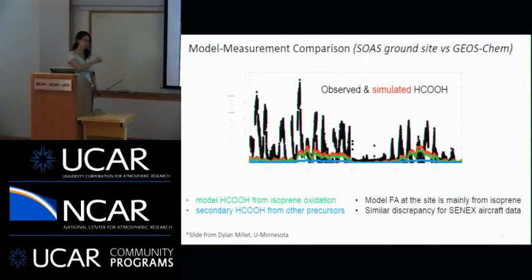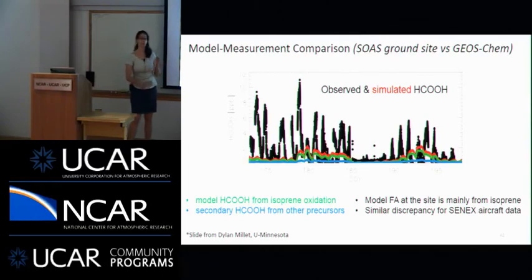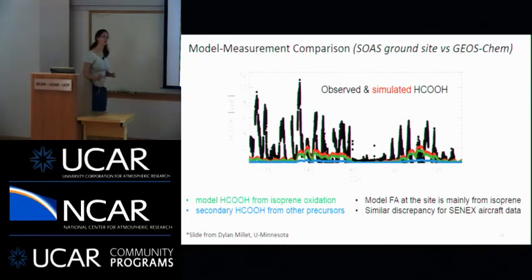But before I do that, I mentioned there was a model measurement discrepancy. It's been documented by several groups. So I called up Dylan Millay at the University of Minnesota, who's been thinking about formic acid in GEOS-Chem. And he kindly ran his model for our ground site. So what you have in this figure is a time series of formic acid for SOAS. In black, you have our beautifully calibrated, zeroed, intercompared data of formic acid. And in red, you have the total formic acid from the GEOS-Chem model, right?